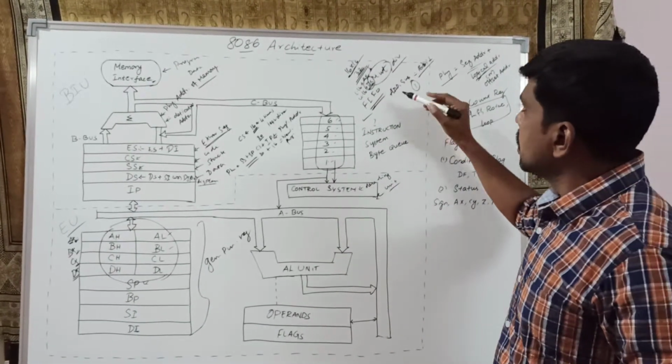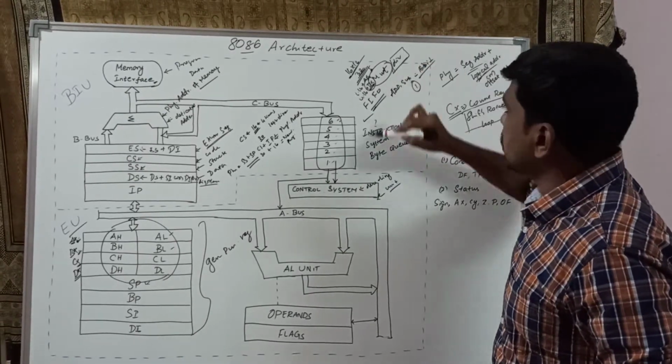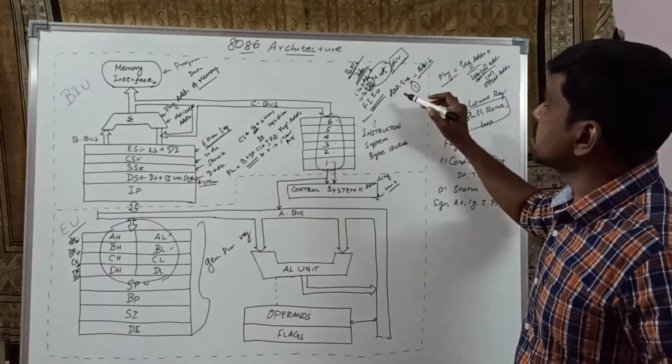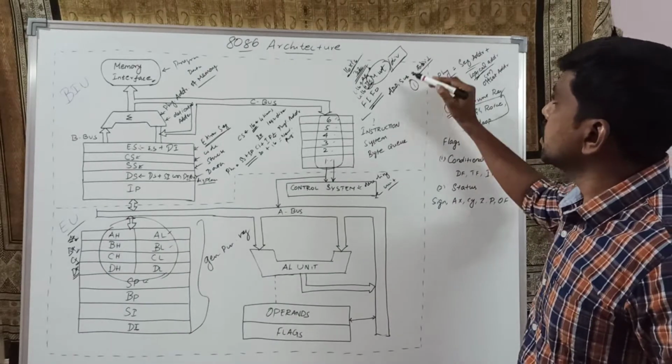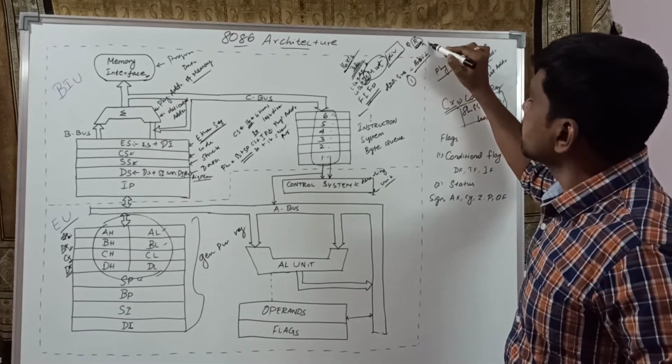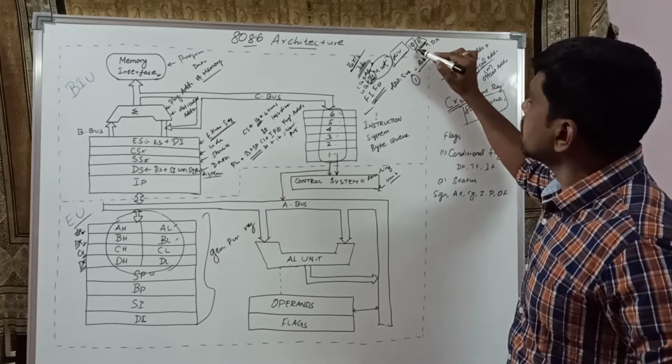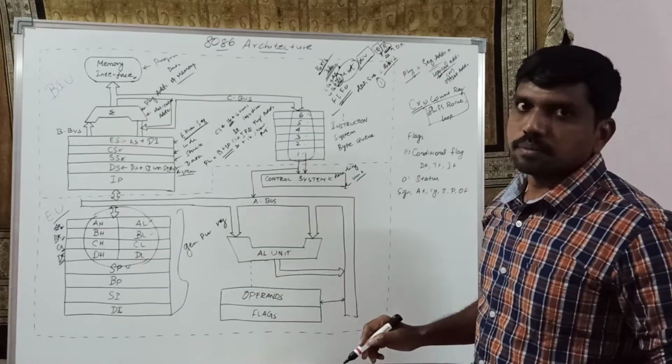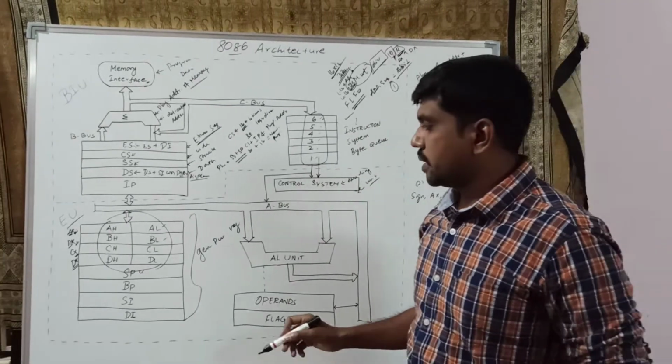Likewise, you can perform the division function. In this division function, you get two outputs, quotient and remainder. The remainder value is stored in the DX register. The quotient is stored in the AX register. So that is the function of the DX register.